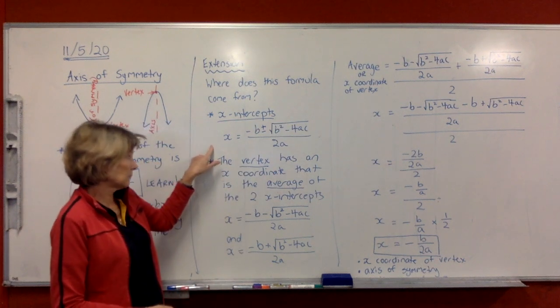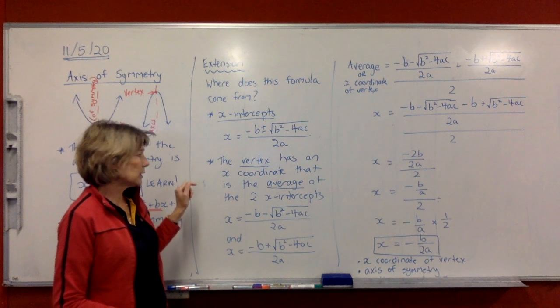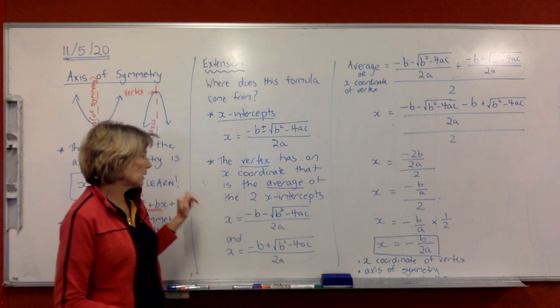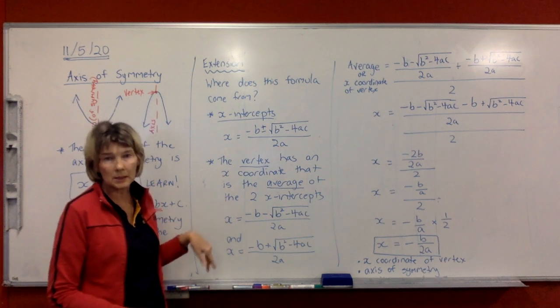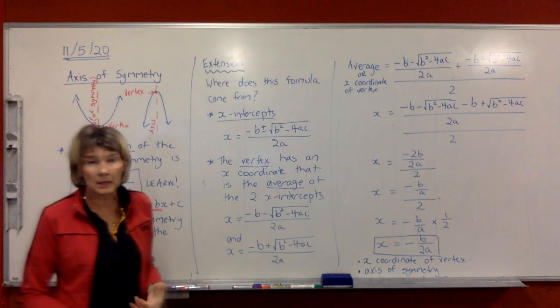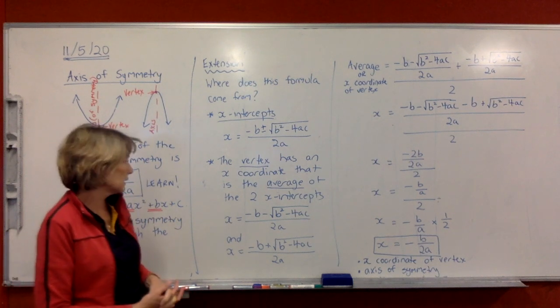So we're going to look at this. We know that the vertex has an x-coordinate that is the average of the two x-intercepts. That's the way we were doing vertex last lesson, by averaging the two x-intercepts.